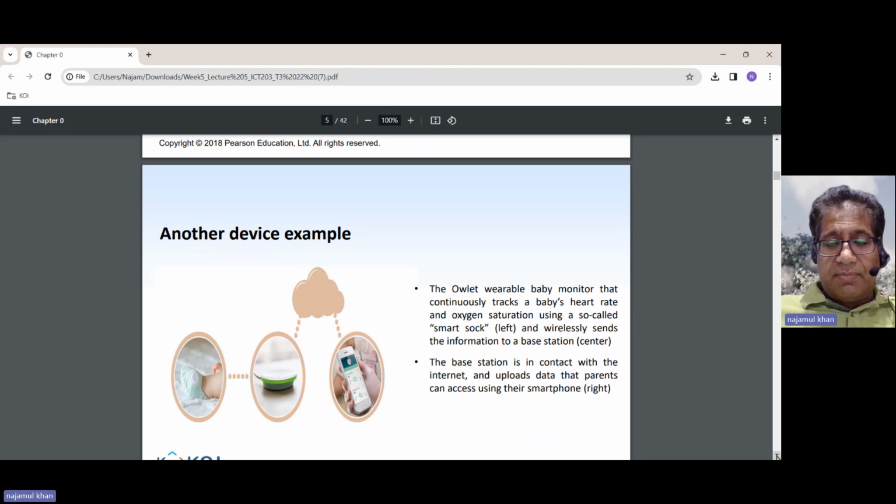In that case, the base station is in contact with the internet and uploads the data that a parent can access using a mobile phone. So in the middle, there's a base station, as you can see in the middle picture, and then finally, the picture on the right hand side is a mobile phone. It might be doctors or parents or whoever they are.